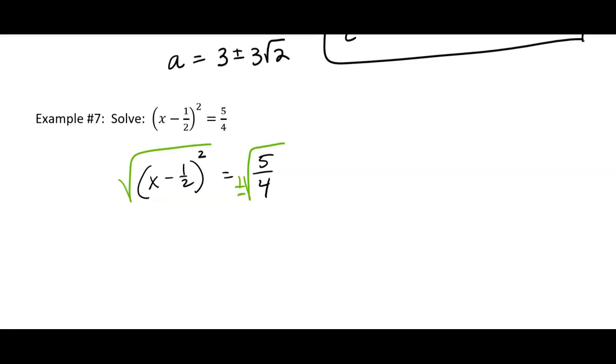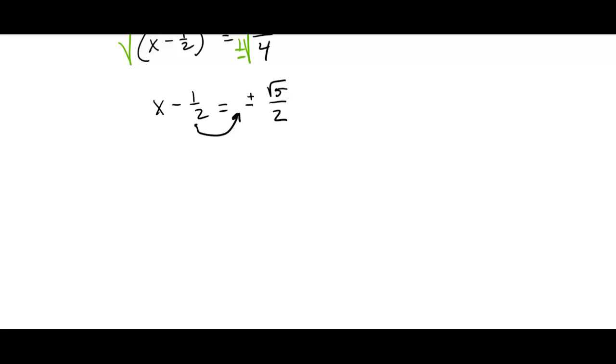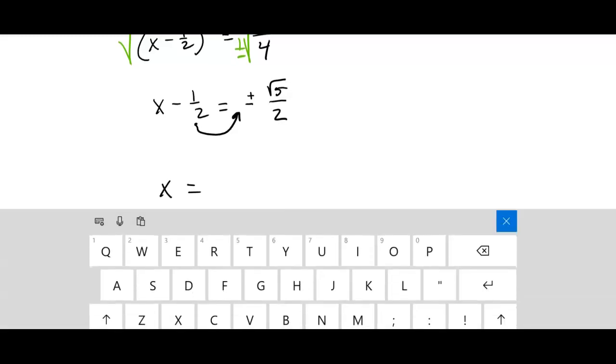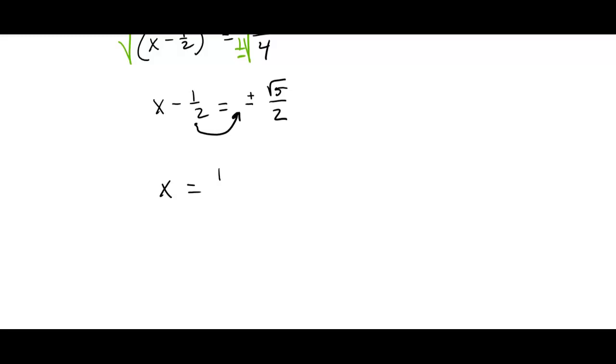And then you have on the left x minus 1/2. And on the right, that's going to simplify to plus or minus the square root of 5 over 2. You can take the square root of 4, so we don't have to rationalize the denominator because it's already rationalized. Okay, now what are we going to do with that 1/2? Well, it's a negative 1/2. It's going to come over as a positive 1/2. And so my solution is going to be x equals 1/2 plus or minus the square root of 5 over 2.